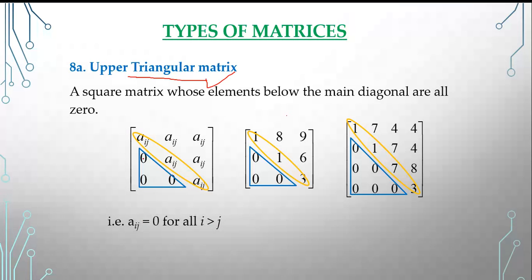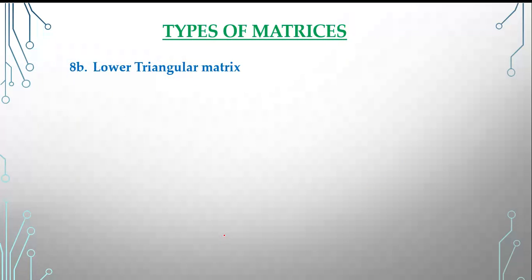You can see here i is greater than j. What is i? i represents the rows and j represents the columns. Clear? Next one is the lower triangular matrix.